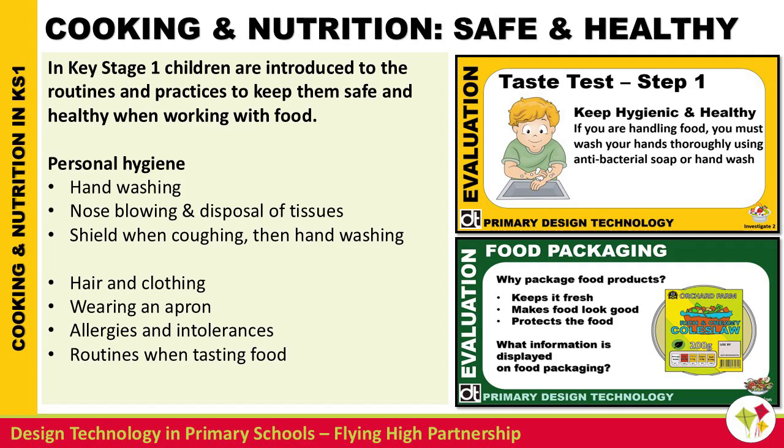Also in Key Stage 1, there are opportunities to introduce knowledge around food labelling and the information contained on food packaging that can help them to keep safe and healthy. Schools should adopt a clear and consistent message for children to keep safe and healthy when working with food. These are the routines that are introduced in Key Stage 1 and built upon and consolidated throughout Key Stages 1 and 2.